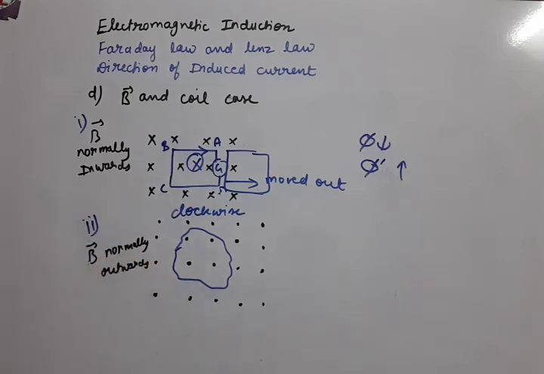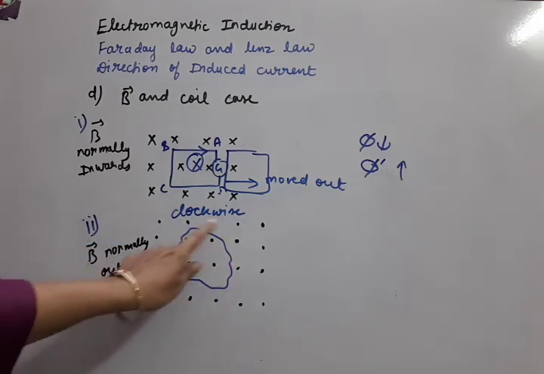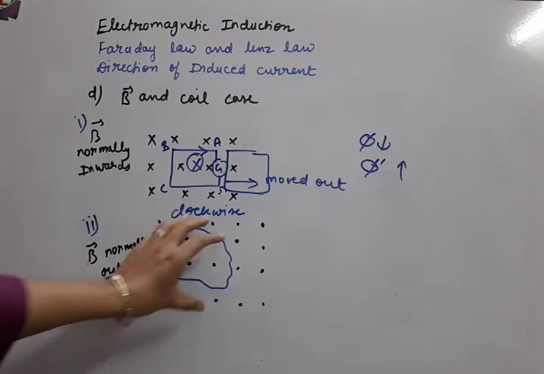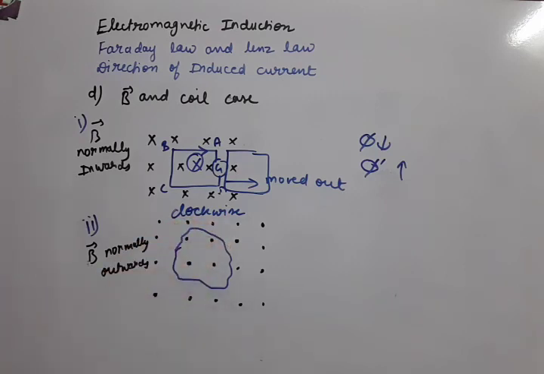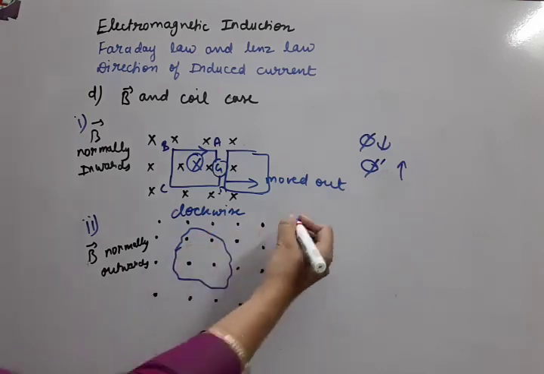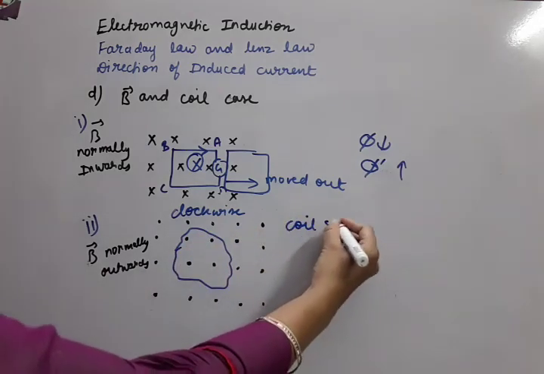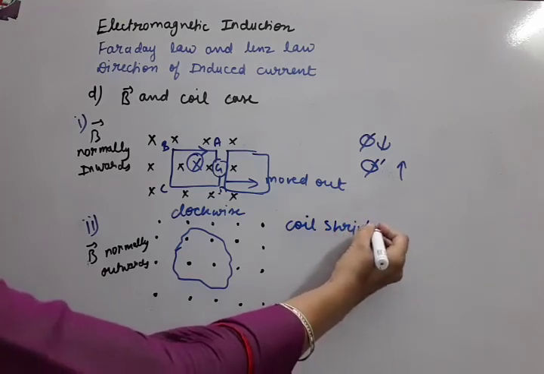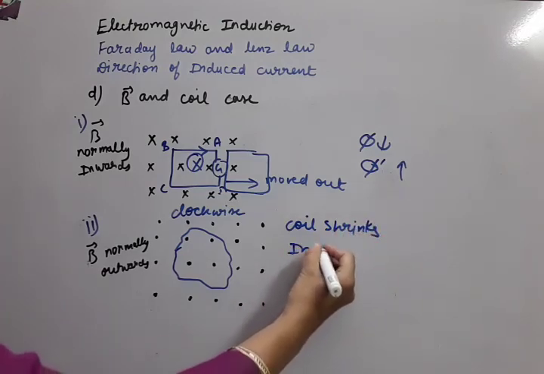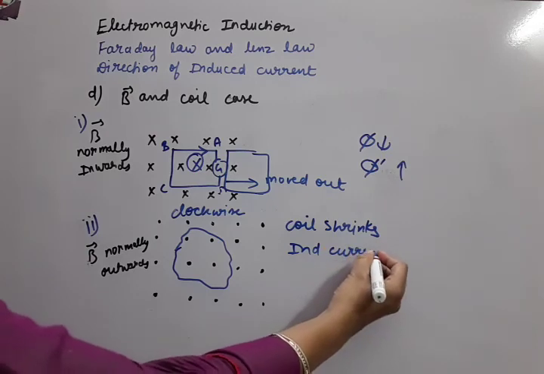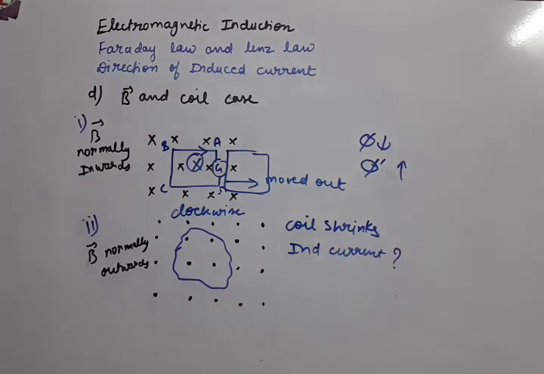Now the case is given that this is a coil of irregular shape. Suppose it shrinks. Then find out the induced current direction. The coil shrinks, then you have to find out the induced current. What is the direction of the induced current? We just have to give the answer, clockwise or anti-clockwise. Okay, let us try now.